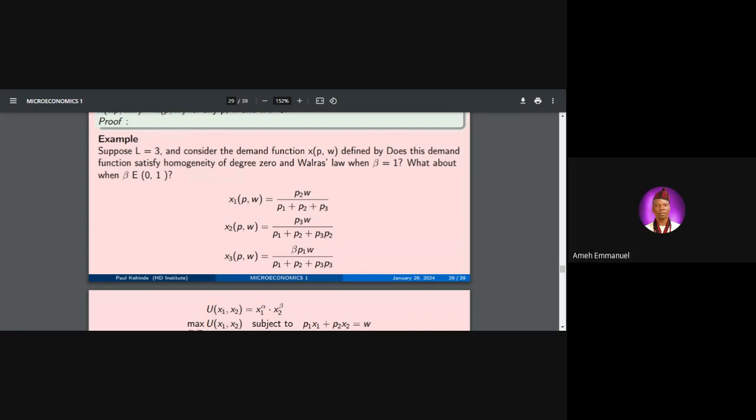Then here you have WP1, lambda P1, you have lambda W. In the denominator, you have lambda P1, lambda P2, lambda P3. So you can factorize out lambda completely here, the same thing in the numerator. When you do that, they will cancel out. You have your original question back. That is how to show the homogeneity.